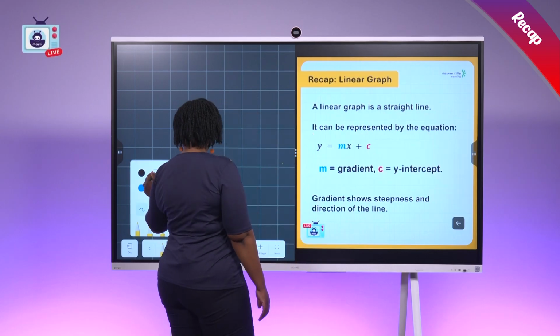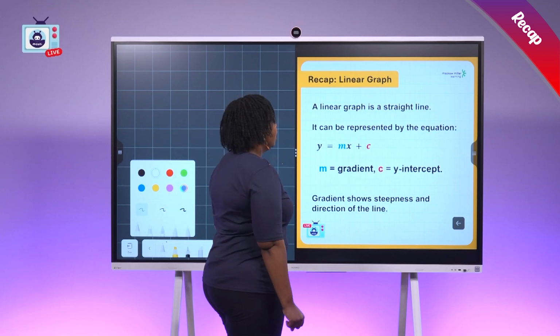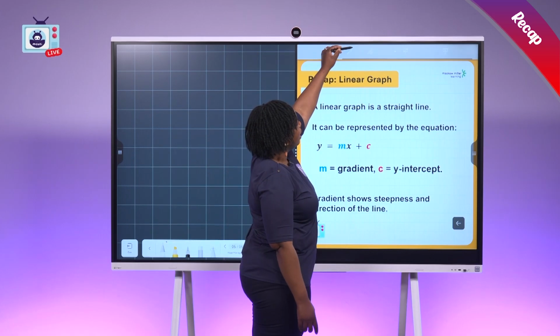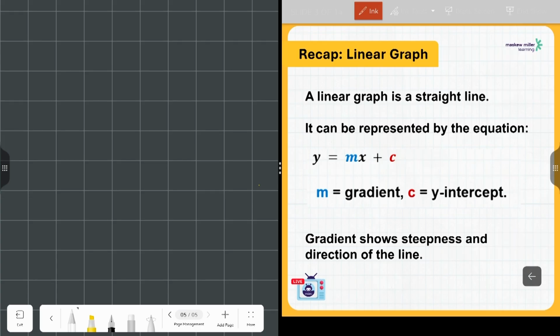Okay, so let's see. We are recapping, right? As we said, we had talked about our equation y equals mx plus c. So this is our equation of a straight line, right? Where we had said m represents the gradient, and c represents the y-intercept. So that's how we get the gradient.